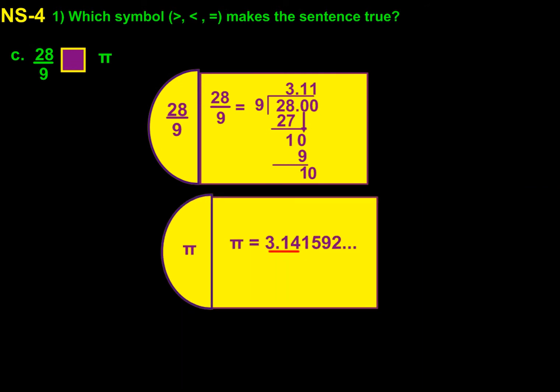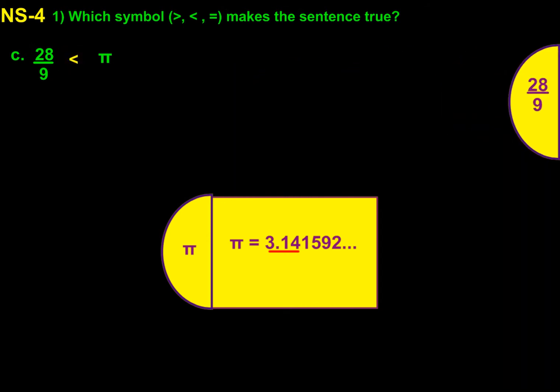Pi as a decimal is a decimal that doesn't terminate, so I put out a few of the many numbers that would follow it. But if I had stopped at 3.1 here, they would almost look like they're the same. So we needed to go to the hundredths place to be able to determine which is bigger. And since pi is 3.14, that makes it larger than 28/9, which is 3.11. So that's the symbol that you should use.